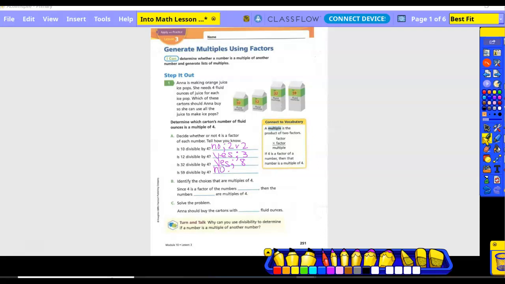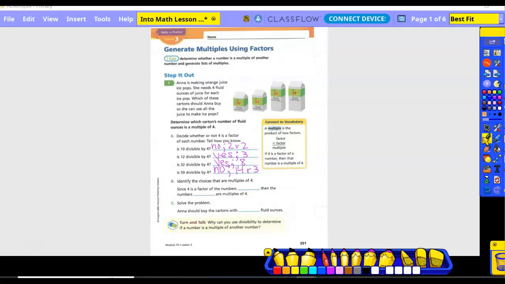And then what would it be? Let's see. 4 goes into 5 one time. 5 minus 4 is 1. Bring down the 9. How many times does 4 go into 19? 4 times, with a remainder of 3.